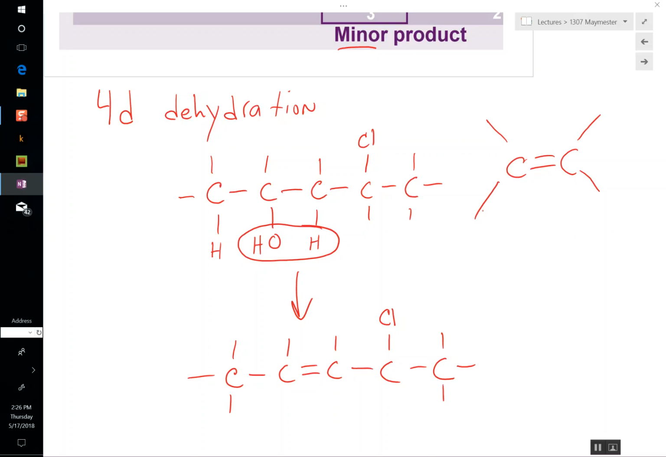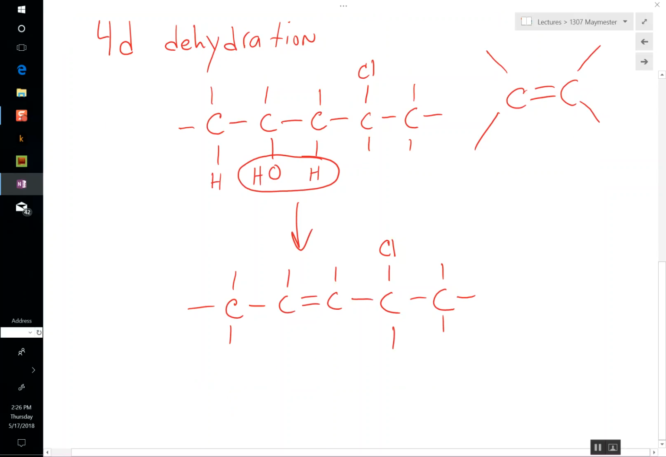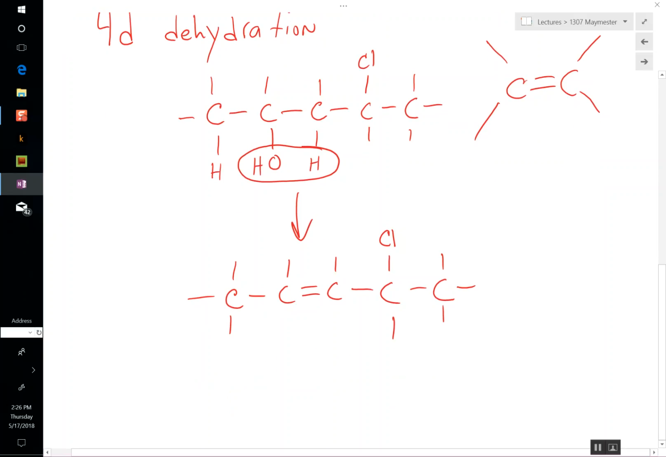How would you be missing a hydrogen? Pardon me? I'm missing a hydrogen right there. Yes. How would you make the major product? So the major product would be, is that right? 4-chloro-2-pentene. Okay. All right.